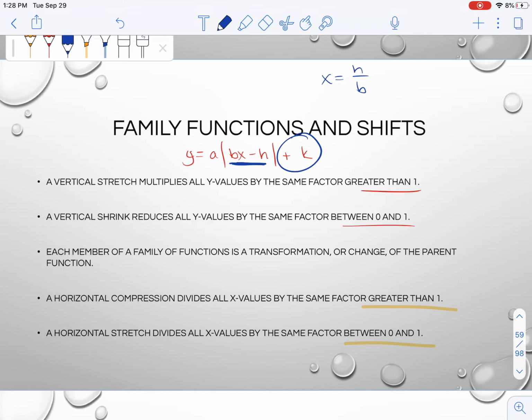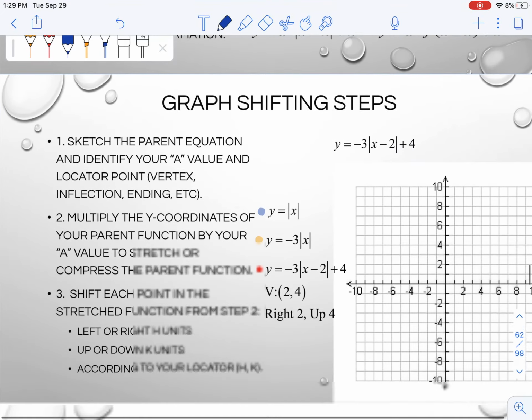And really, our horizontal or vertical stretches don't really affect the amount of vertical shift. However, the amount of horizontal compression does actually affect the amount of horizontal shift, should there be both occurring at the same time. Okay. And then obviously a is going to cause our vertical stretch or compression, which we already talked about here. So let's take a look at one or two examples.